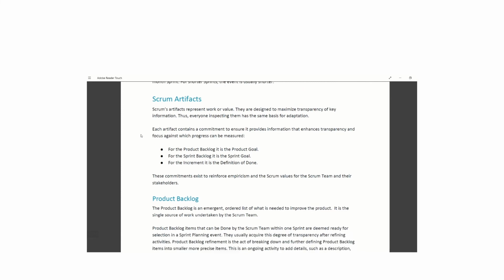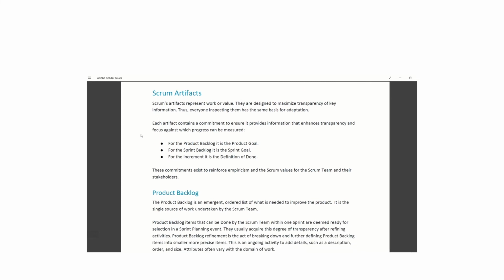Scrum artifacts. Scrum artifacts represent work or value. They are designed to maximize transparency of key information. Thus, everyone inspecting them has the same basis for adaptation. Each artifact contains a commitment to ensure it provides information that enhances transparency and focus against which progress can be measured.